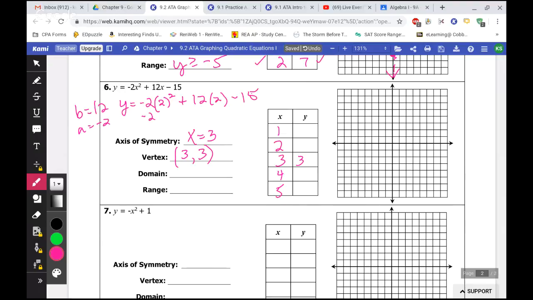I got -2 times 2 squared, and 2 squared is 4, plus 12 times 2 is 24, minus 15. -2 times 4 is -8, plus 24, minus 15. -8 plus 24 is 16, and 16 minus 15 is 1.